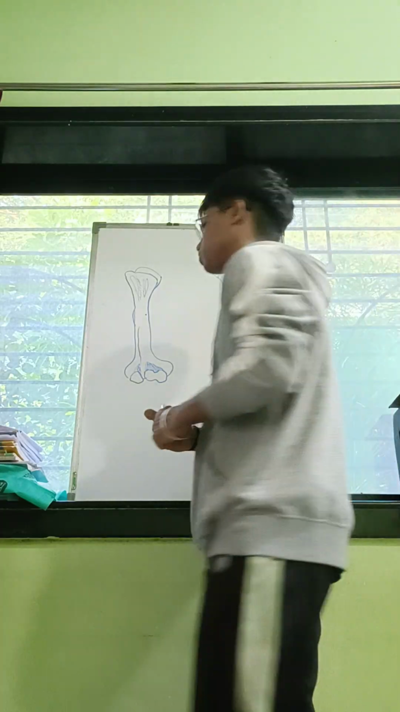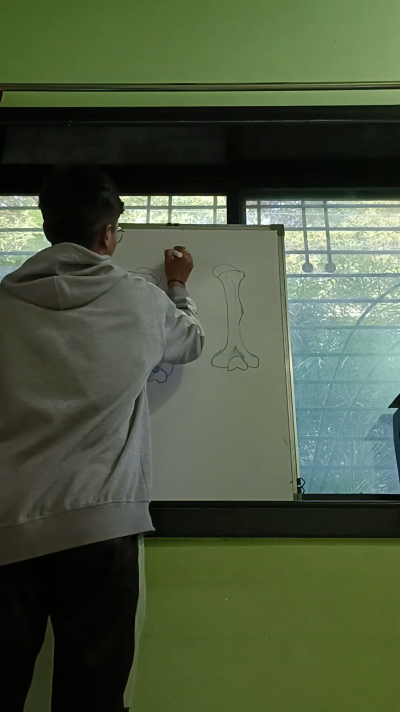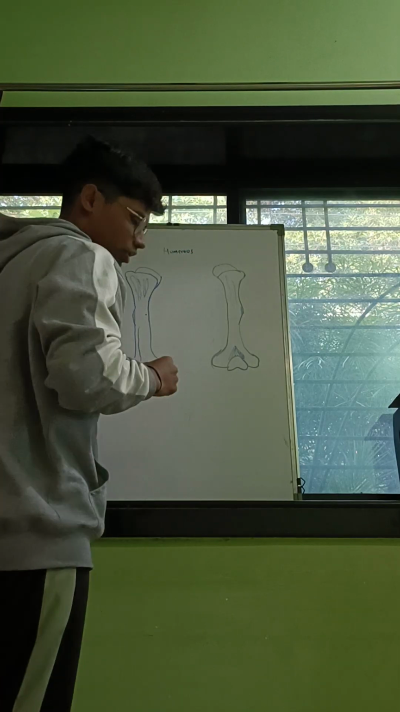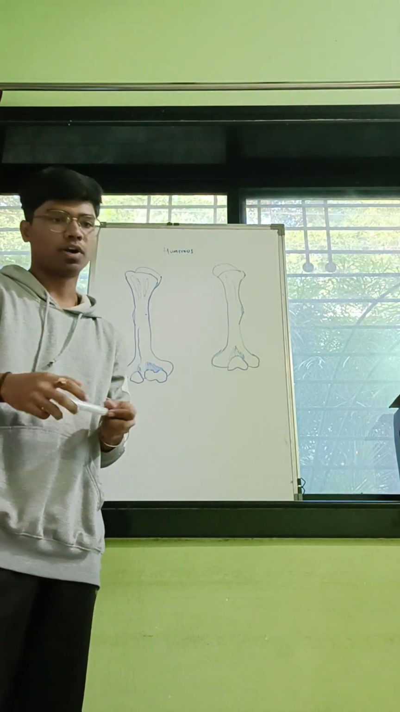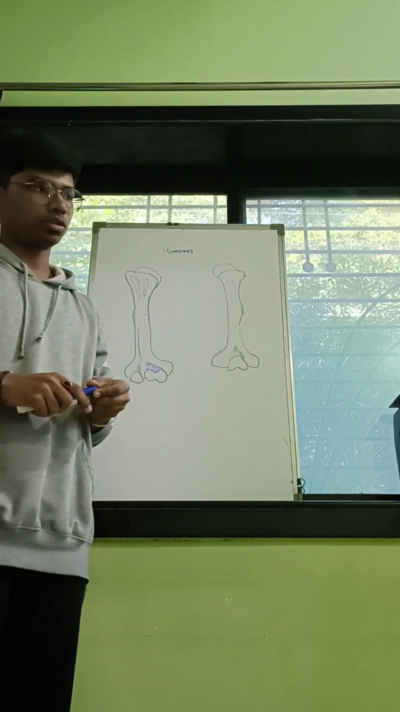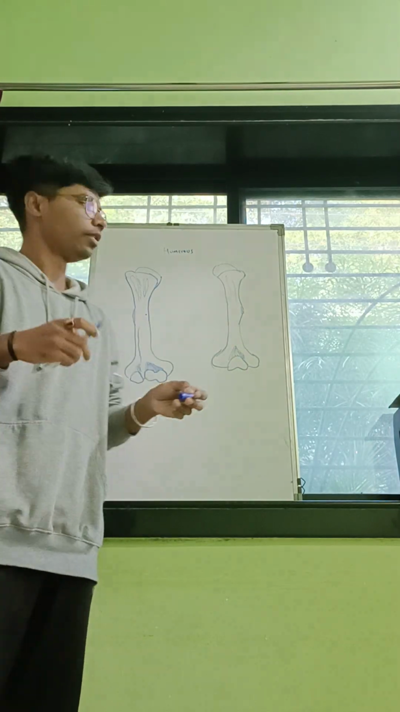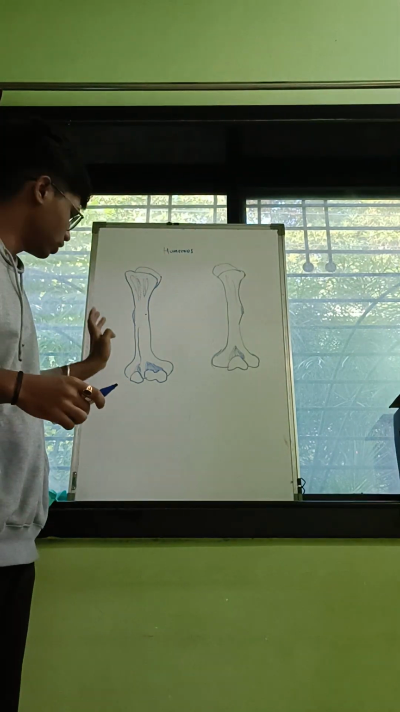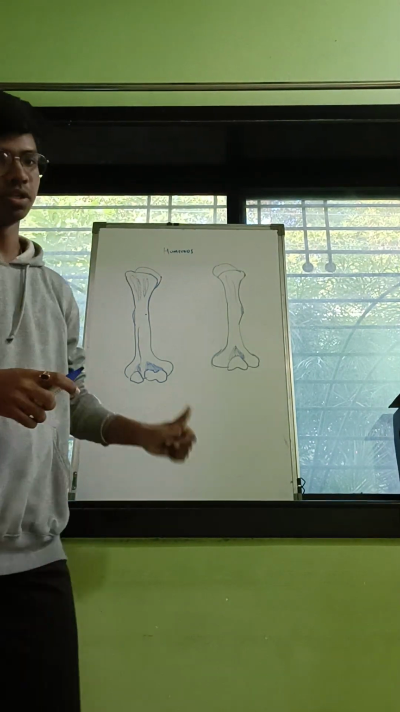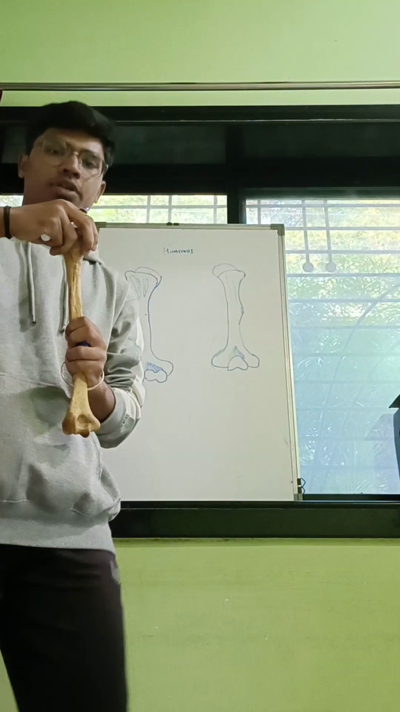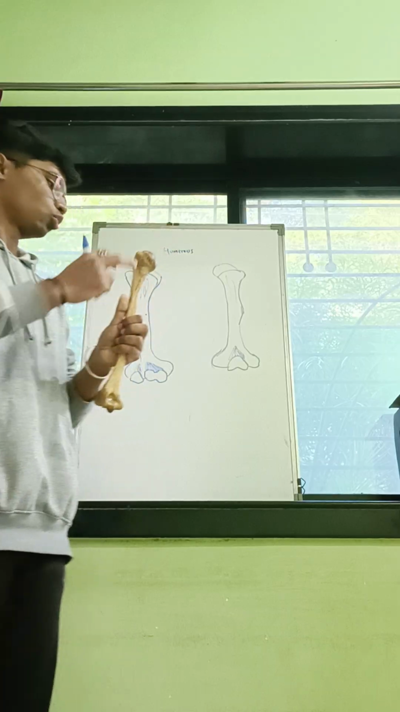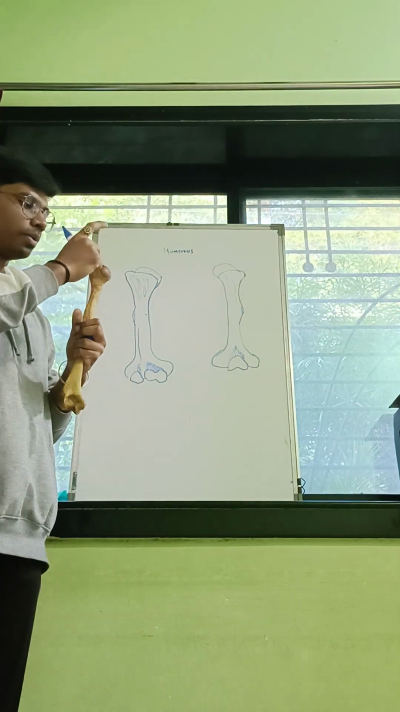So we are going to discuss the anatomical features of the humerus and its attachments. So it's the humerus. The humerus is a bone of the arm, and basically, if you observe, it has an upper end, a shaft, and a lower end. The upper end is rounded, and the lower end is flattened.